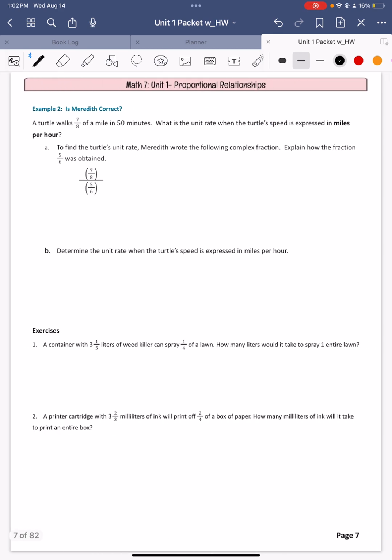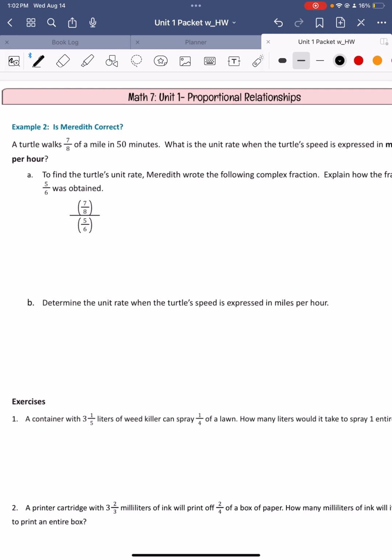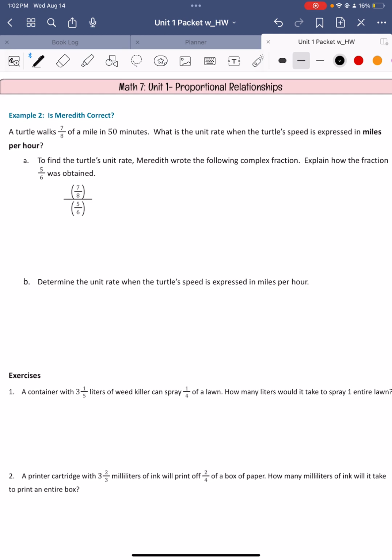Next page. So it says, is Meredith correct? A turtle walks 7/8 of a mile in 50 minutes. What is the unit rate when the turtle's speed is expressed in miles per hour? So just like we did in lesson 1, we're going to go ahead and set up our label. So it says miles. We're going to underline that once, circle per, and double underline hour. So that's our label, and I'm going to write that down first. So miles per hour. And I'm going to box it in.